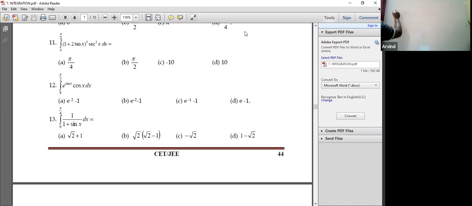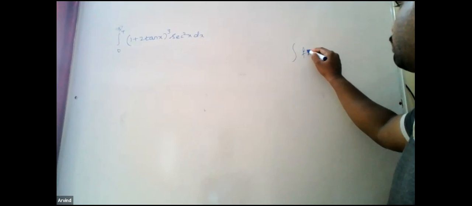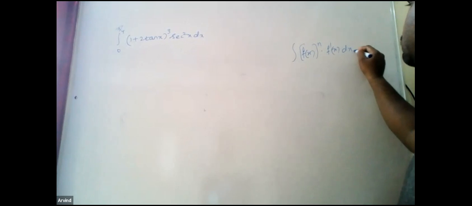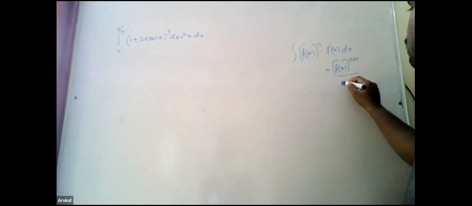Zero to pi by 4, 1 plus 2 tan x, the whole cube, secant square x dx. Same thing, same formula. Integration of f of x whole to the power n into f dash of x dx is f of x whole to the power of n plus 1 divided by n plus 1.